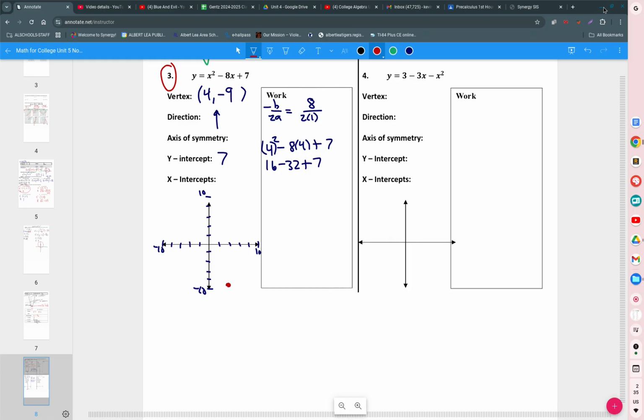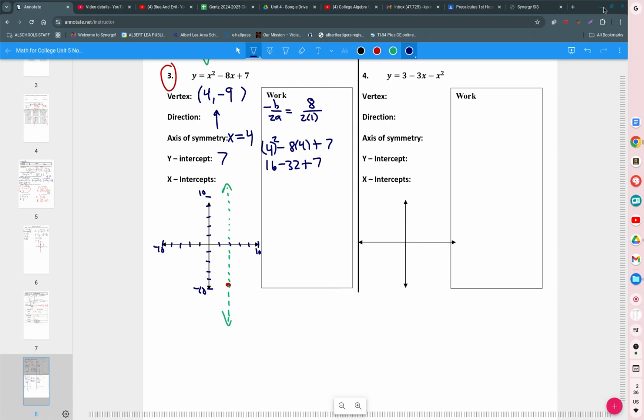Oh, 4, -9. After I plot my vertex, I like to draw my axis of symmetry. What do I write for my axis of symmetry? The first number. Yep, the first number. So x equals 4. And we don't like to write just the number. We like to write x equals because this is an equation for a vertical line. So we like to write x equals 4. Okay?